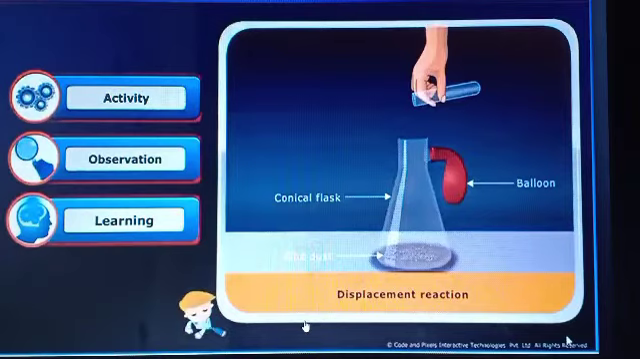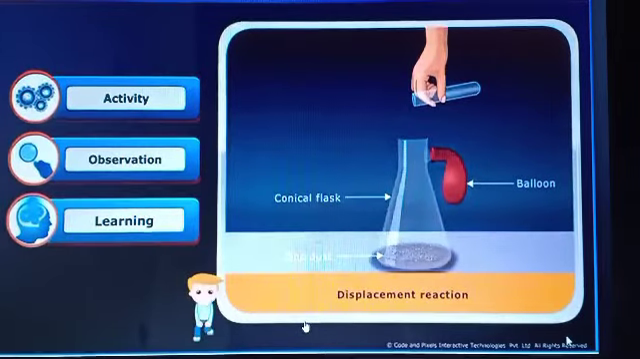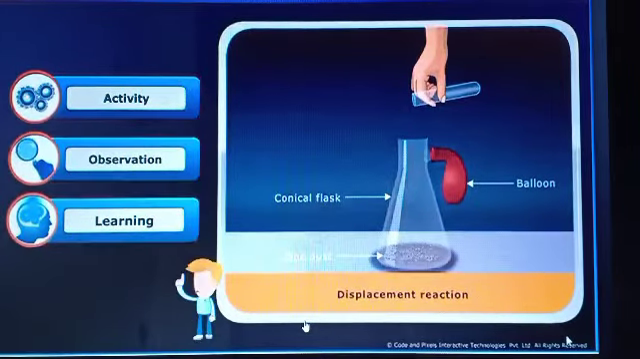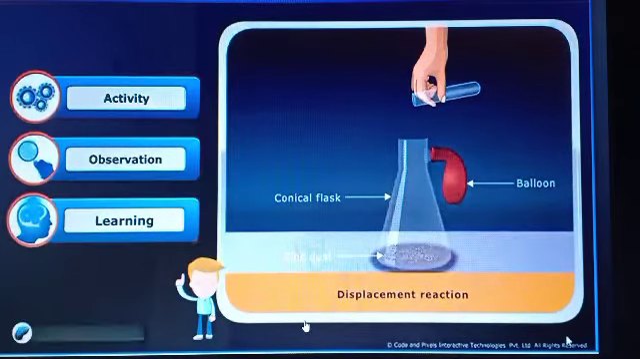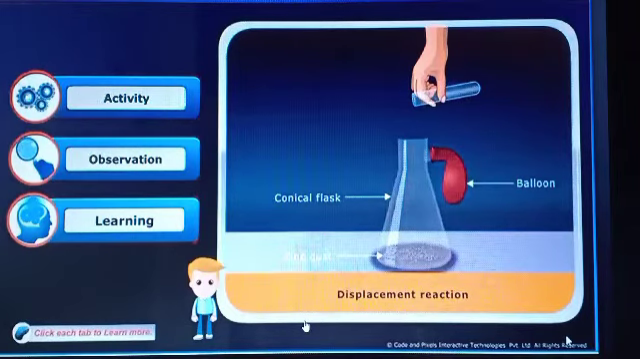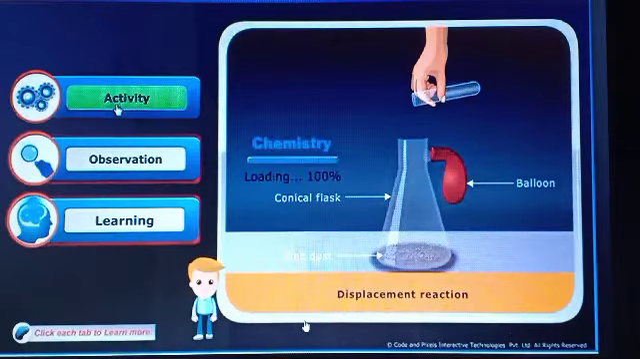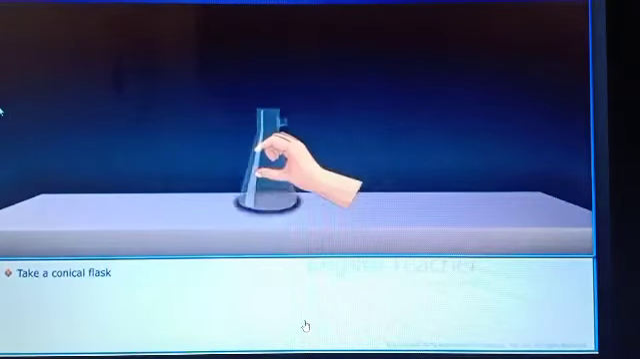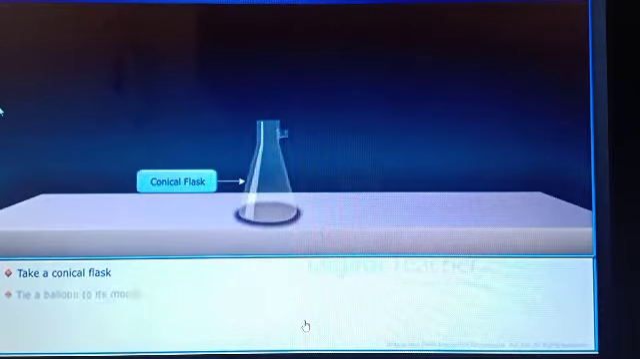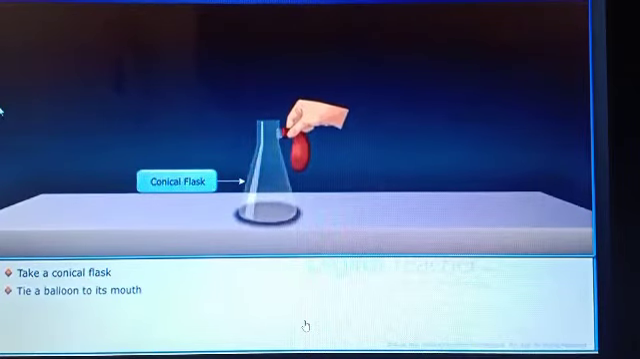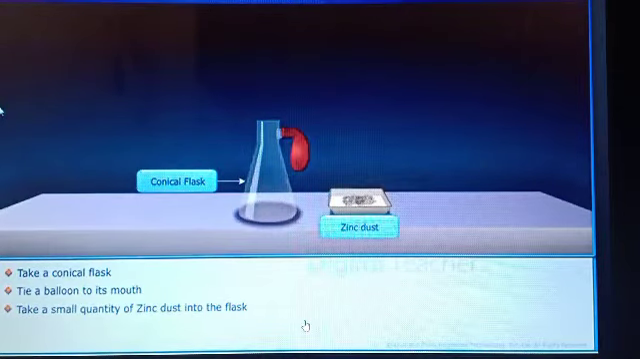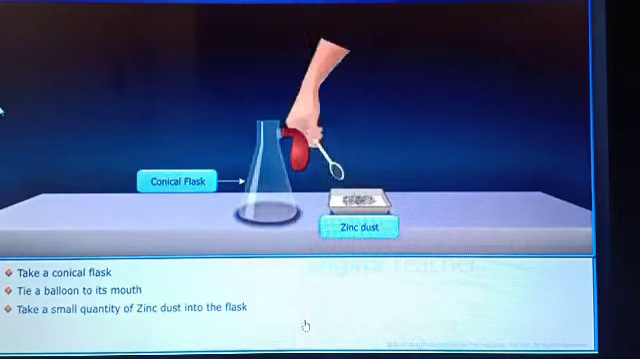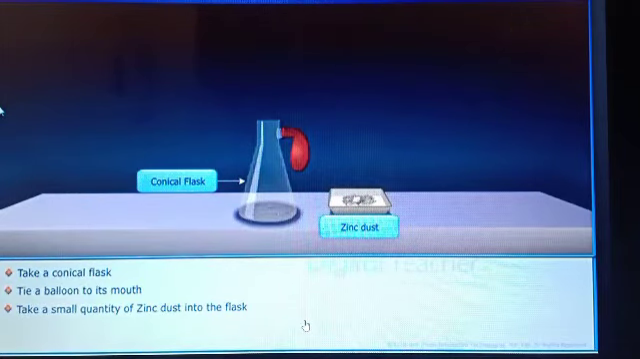Let's see another activity. This activity is based on the displacement reaction. Let's start the activity. In this activity, first of all, we have to take a conical flask, tie it with a balloon at its mouth, as seen in the diagram. Take a small quantity of zinc dust into the flask.